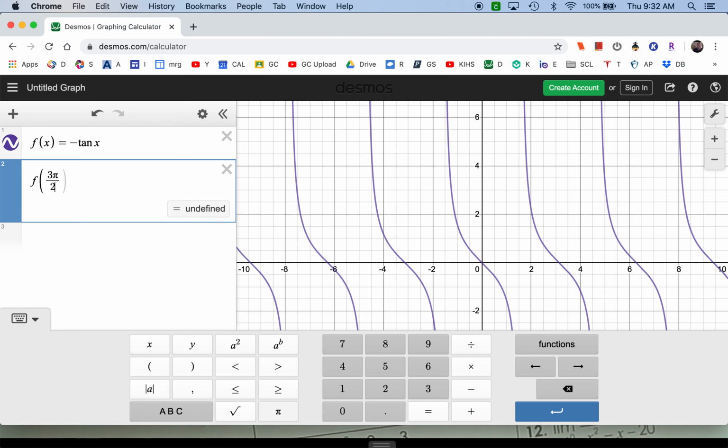Now, what does that mean off this graph at 3 pi over 2 if it's undefined? That means there's an asymptote there. And at that asymptote, the limit is undefined. So it doesn't exist. The next one, 4 sine x.